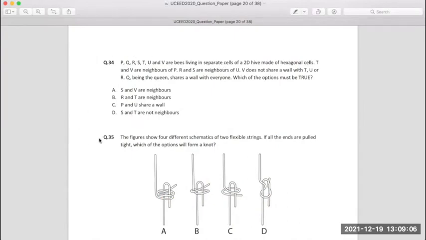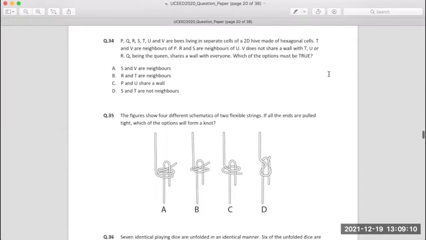Let's start with today's session with this 34th question. We did similar kinds of questions in the last session, where we arranged certain letters or people that were given, and we were supposed to find the correct options. Now in this case, you are given these 7 people, P, Q, R, S, T, U, V, who are bees. Sorry, they are not people, they are bees.